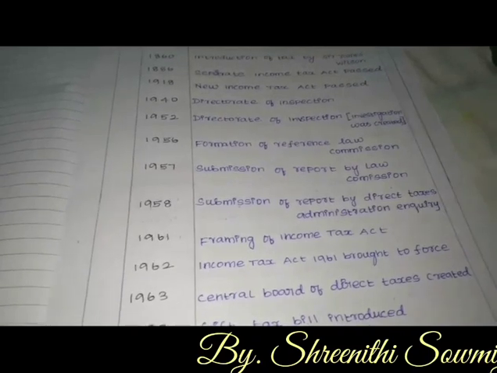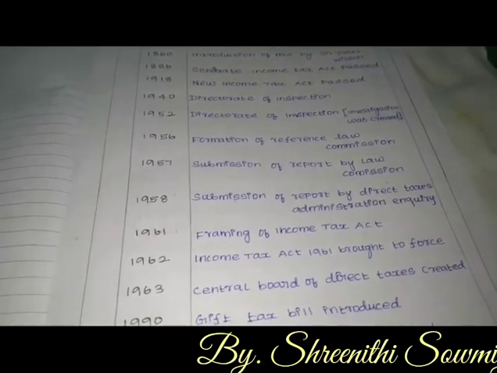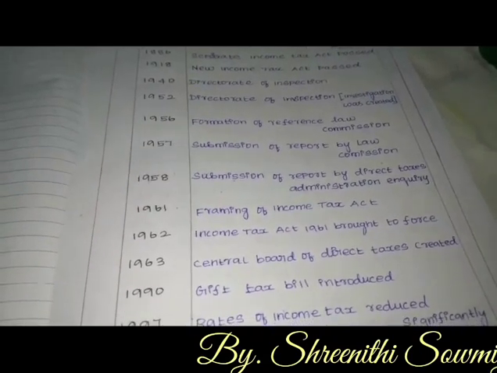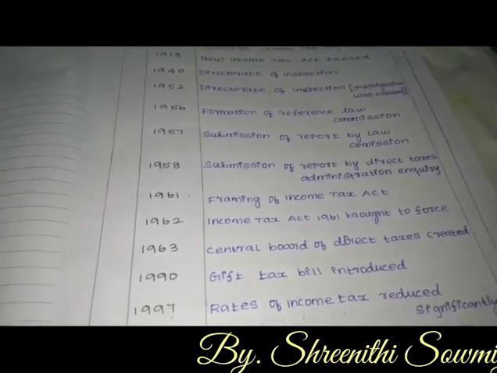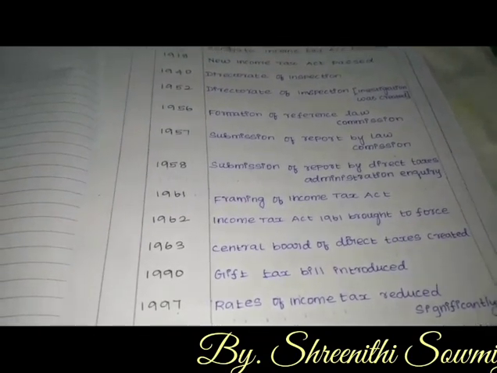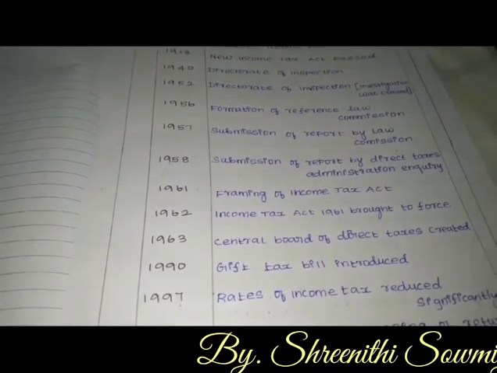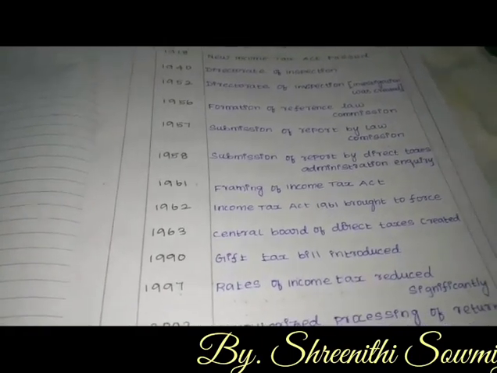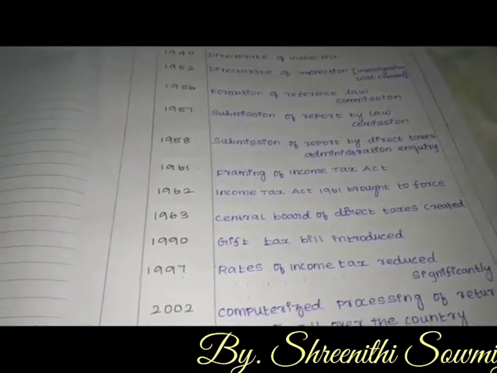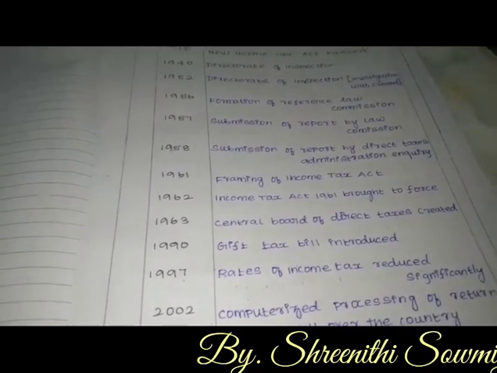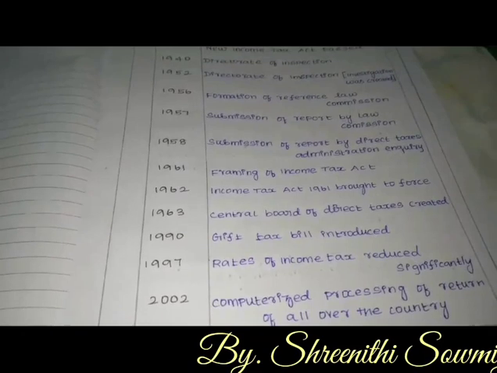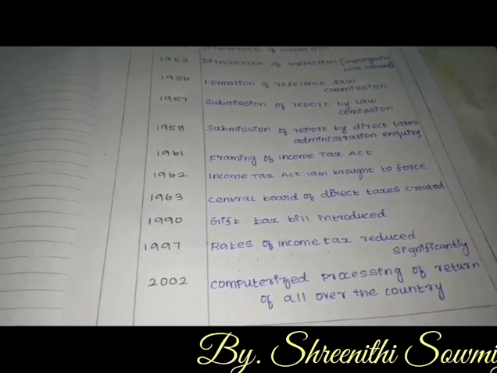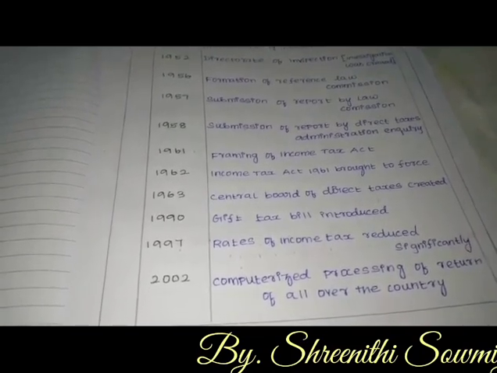Then likewise a formation of the law commission, report submitted by the law commission, and report by the direct taxes administration inquiries. And the main year is 1961, framing of the Income Tax Act. So we say Income Tax Act 1961, but it came into force in April 1962. 1963, Central Board of Direct Taxes created, and 1997, rates of income tax reduced significantly, and then lastly 2002, computerized processing of returns all over the country.